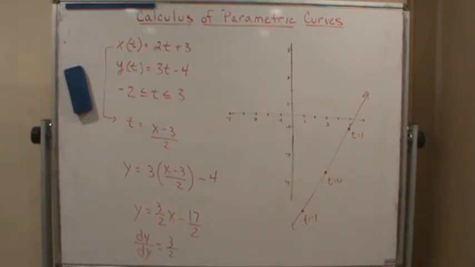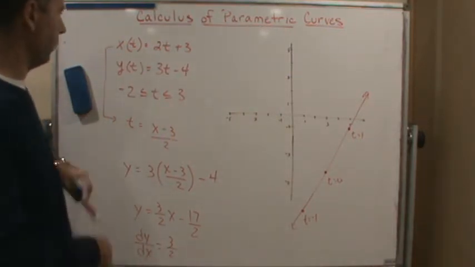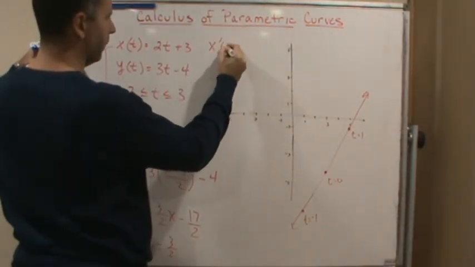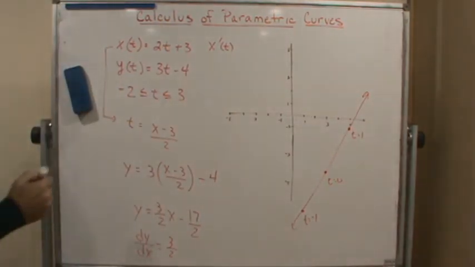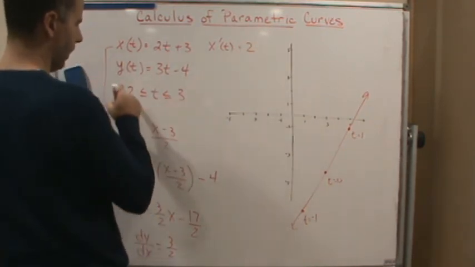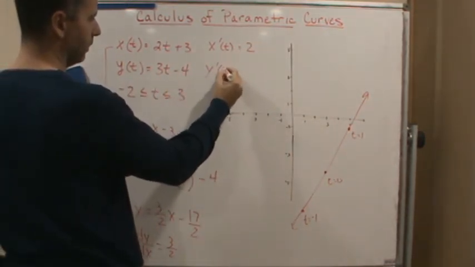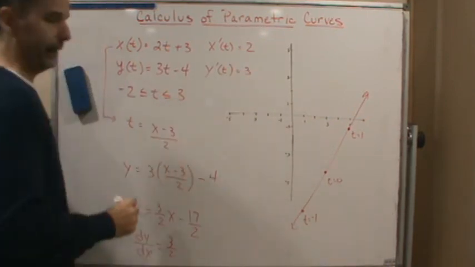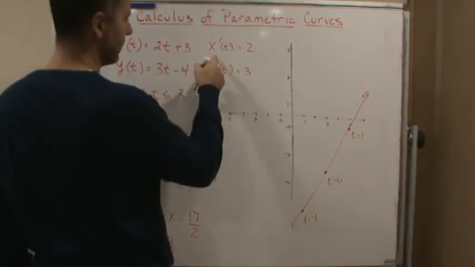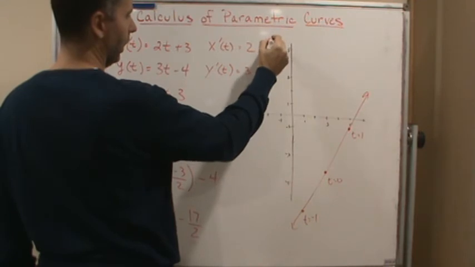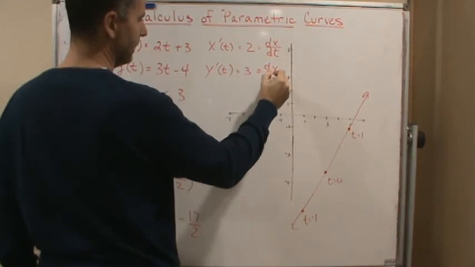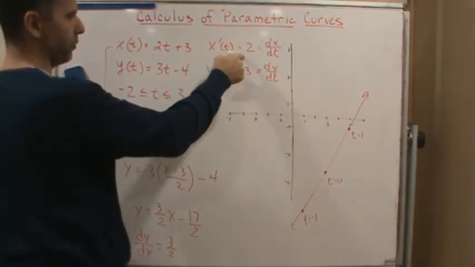So now let's look at the parametric equations. What is x prime of t? Well, x prime of t, the derivative with respect to t, is going to be 2. y prime of t is equal to 3. Notice something here. This is just equal to dx/dt, and this is equal to dy/dt. Both of these are the derivatives with respect to t.